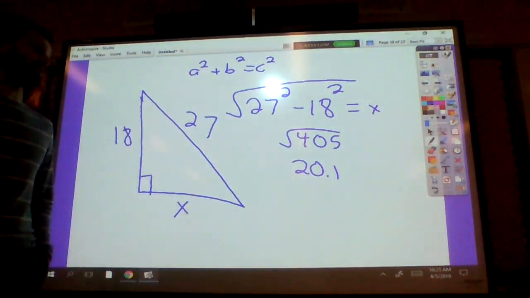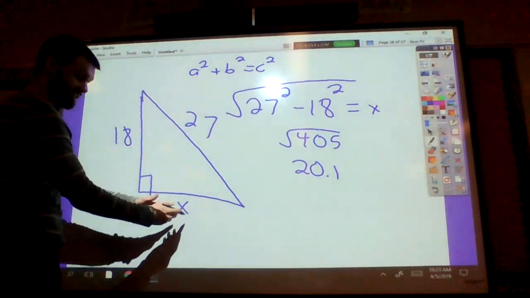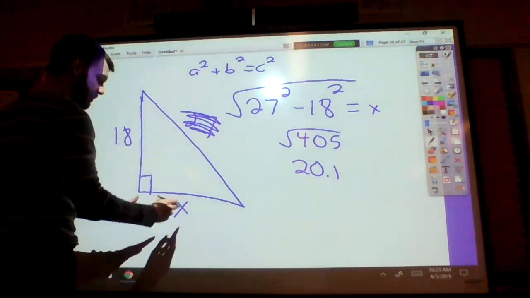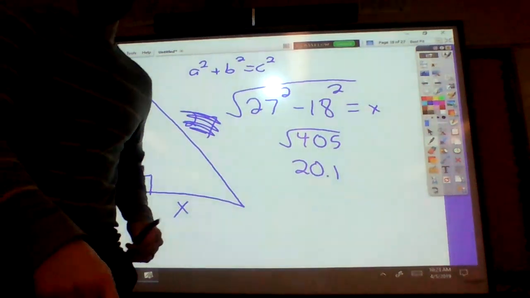All right, that's the Pythagorean theorem. Any questions? If we would have had this side and this side, instead of having this, we would have added right here. All right, we are going to do some examples.